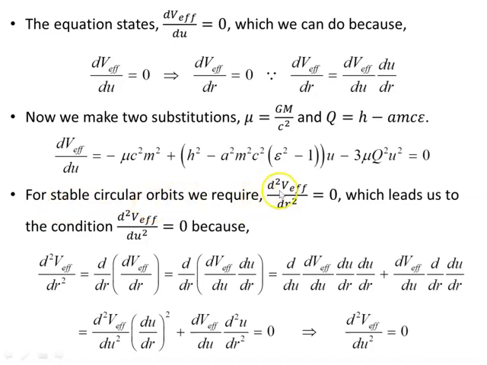Now for stable circular orbits, we require that the second derivative of the effective potential with respect to r is 0. That leads us to the condition that the second derivative of the effective potential with respect to u is 0, because the second derivative with respect to r is d dr of dV dr, which is d dr of dV du times du dr. That's the chain rule, substituting for dV dr. To operate on that, we have d du of dV du times du dr times du dr. So d dr is d du of dV du times du dr.